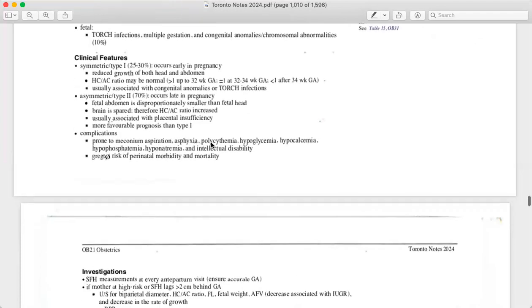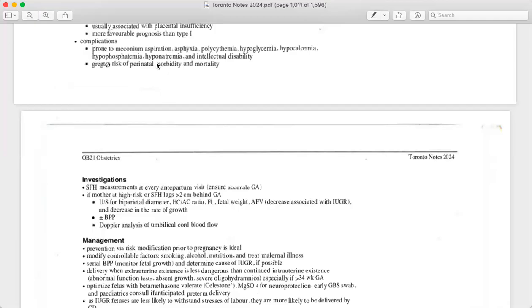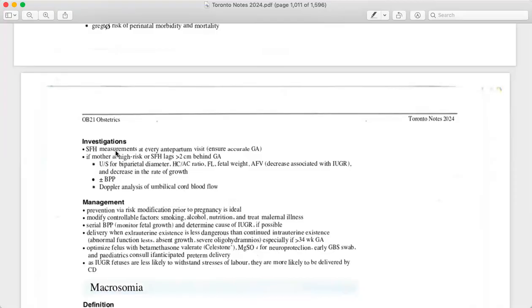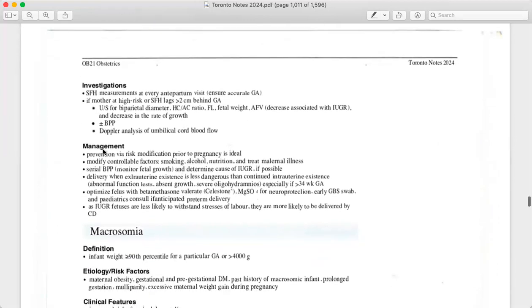Complications are meconium aspiration, polycythemia, hypoglycemia, hypocalcemia, hypophosphatemia. So all of the hypo things could be there. Hyponatremia and intellectual disability. Symphysis fundal height measurement should be done at every visit. Ultrasound for the biparietal diameters to find out if it's already IUGR or there is a miscalculation of the dates. BPP or Doppler analysis of the umbilical cord, because maybe the supply of blood to the fetus is not going properly. Management: prevention via the risk factors prior to the pregnancy is ideal. Then modify the controllable factors like smoking and alcohol, and treat maternal illness like hypertension or diabetes or anything that could be there. Serial BPP should be done at every visit to determine the cause of IUGR.